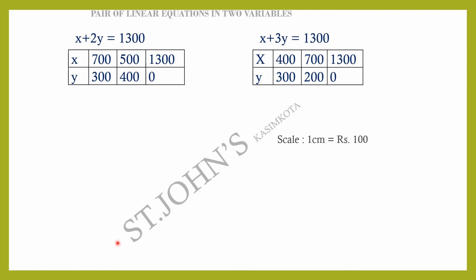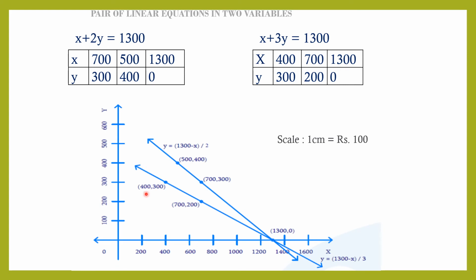So now we have to draw the x-axis and y-axis. On the x-axis: 0, 100, 200, 300, 400, 500, and so on. The y-axis is also the same: 0, 100, 200, 300, 400, 500, 600, up to 1300. Clear? Draw the graph part. This is the graph. This is the x-axis. This is the y-axis.